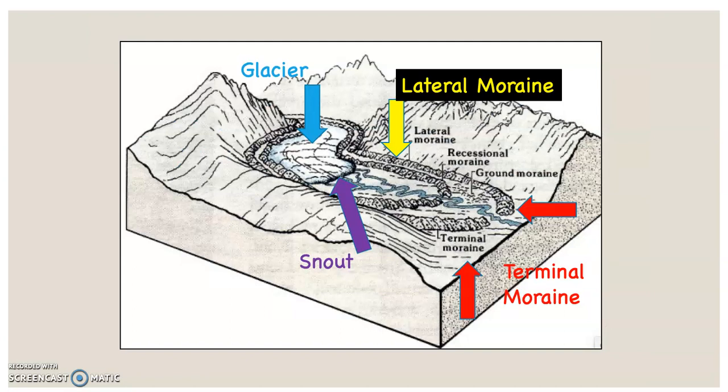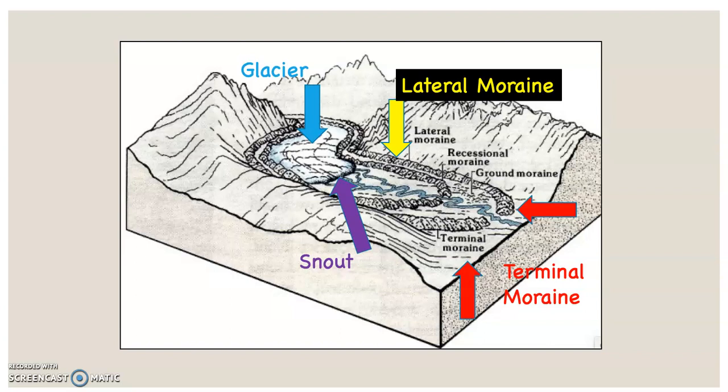If you look at this diagram now, you can see the blue arrows pointing at the glacier. Then you can see that the purple arrow is pointing at the current snout of that glacier, the end of the glacier. Now look at the red arrows. The red arrows are pointing at the terminal moraine. There can only be one terminal moraine on a glacier. As I said, it forms along the snout and it indicates the greatest glacial advance.